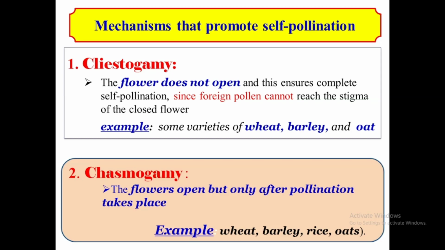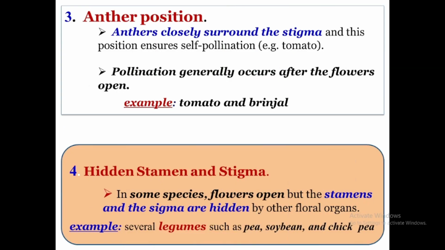5. Position of anthers. In some species, stigmas are surrounded by anthers in such a way that self-pollination is ensured. Such situation is found in tomato and brinjal. In some legumes, the stamens and stigma are enclosed by the petals in such a way that self-pollination is ensured. Examples are green gram, black gram, soybean, chickpea, and pea.